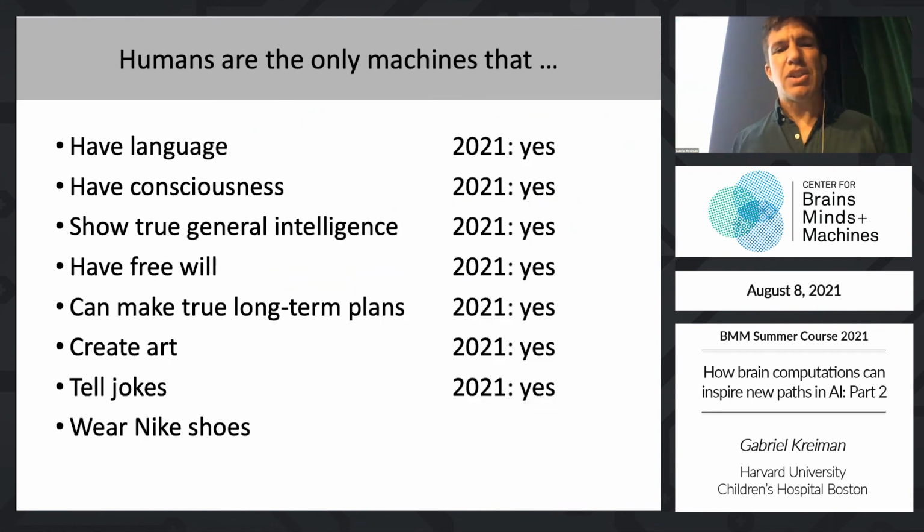Anyway, I want to finish with this again, now instead of comparing with other animals, comparing humans with machines. And I think the answer to all of these, as of 2021, is yes. I don't think that we have machines that have language, consciousness, true intelligence, free will, can make long-term plans, create art, or tell jokes. So as of 2021, the answer to all of this is vehemently, undoubtedly, for sure, yes.